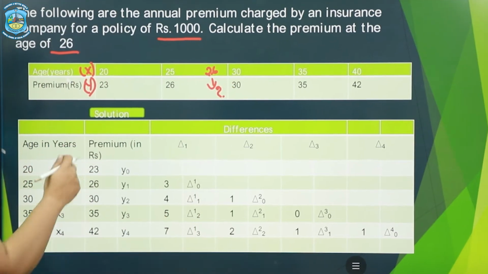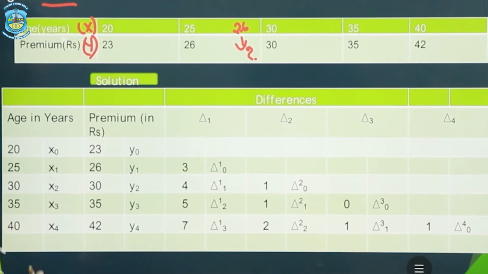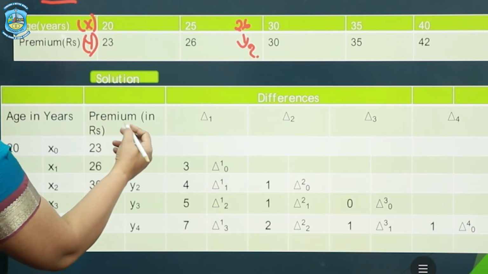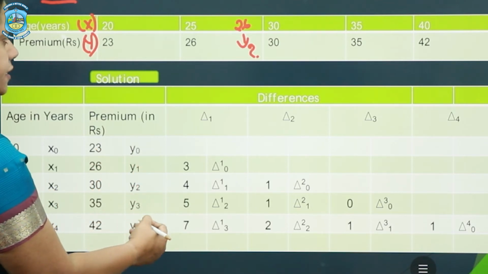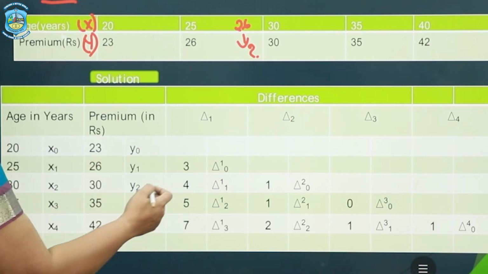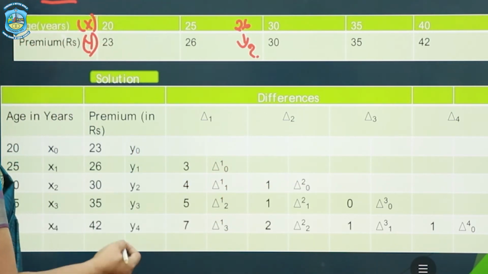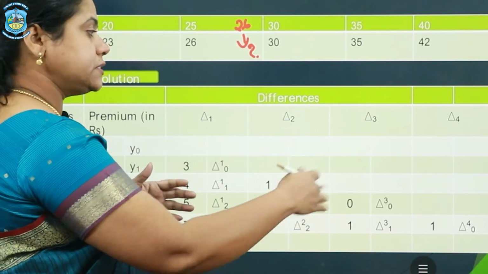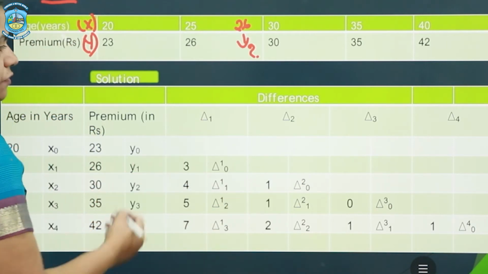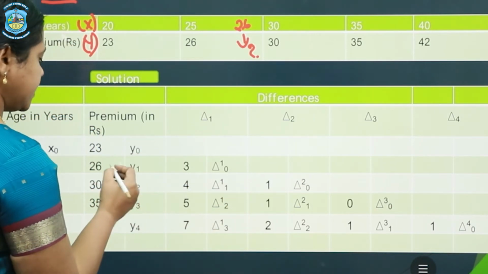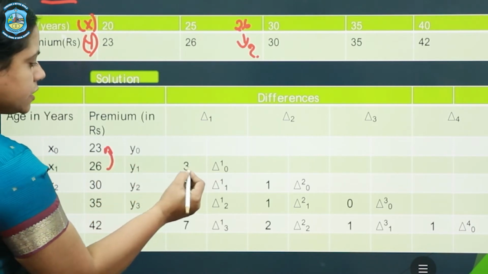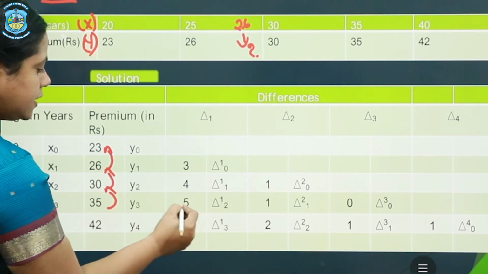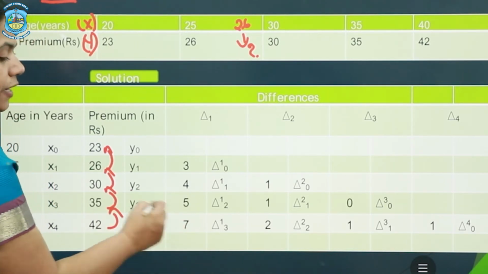Now look at the solution of the same. Age in years, the notations are x0, x1, x2, x3 and x4. Now next is premium, y0, y1, y2, y3 and y4. Okay, so now we have to take the differences between the two adjacent values. That means first leading difference, second leading difference and so on. So we are starting with the first leading difference, y1 minus y0. That means 26 minus 23, that is 3, 30 minus 26, 4, 35 minus 30, 5, 42 minus 35, 7.